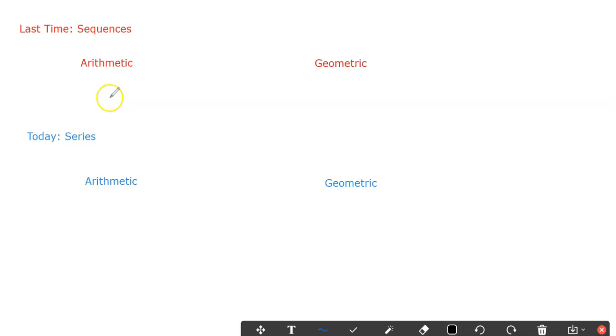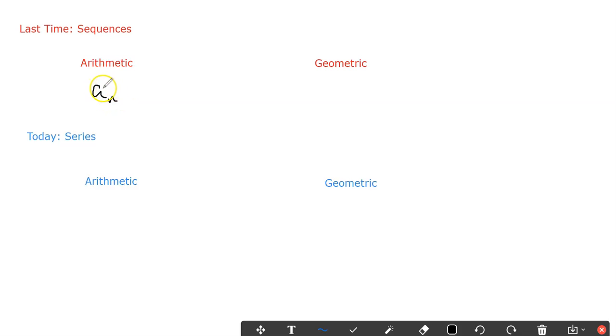Now, last time, we heard about these things called sequences, these lists of numbers where you're trying to get from one number to the next using a common difference or ratio, depending on whether you're talking arithmetic or geometric. All right, so I'm going to remind you of those formulas real quick, since that is basically what we're going to be building off of here.